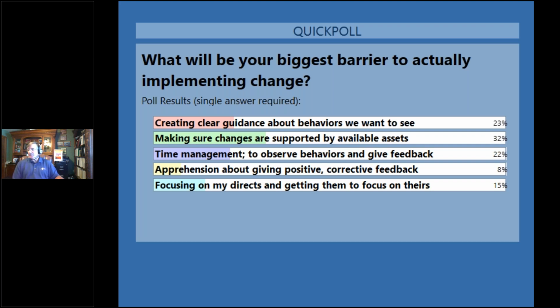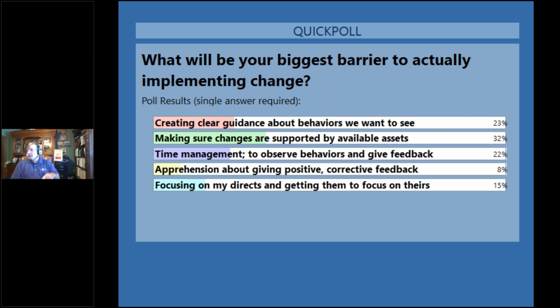A lot of times I'll get the impression that that number should be much higher, but that's very encouraging. Making sure that the requested changes are supported by available assets. That's, if you think about it, right? Again, you can't get blood from a stone, so you can only put guidance in place to the extent that it's going to be supported by the assets that are needed to support it, right?